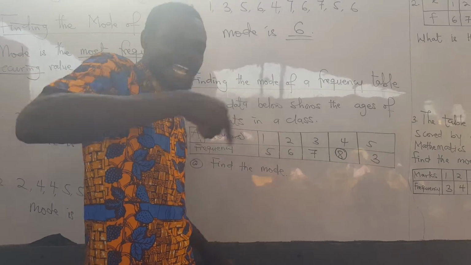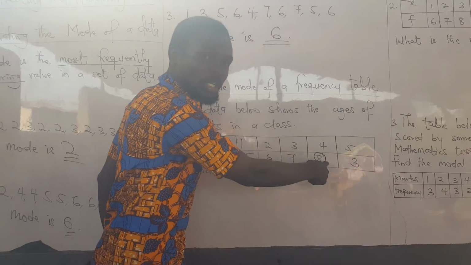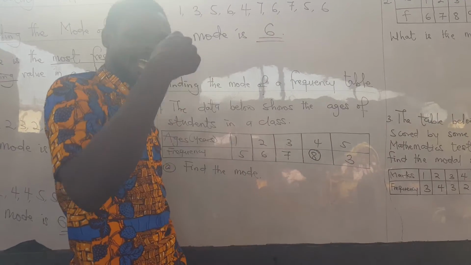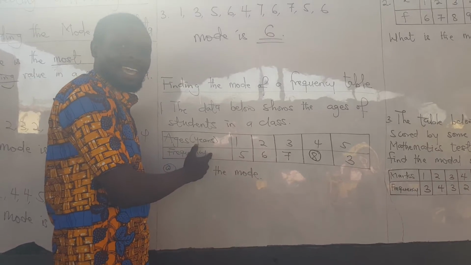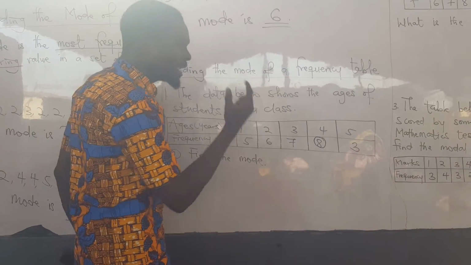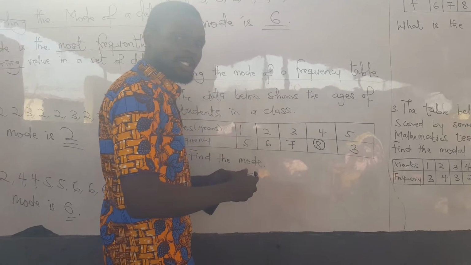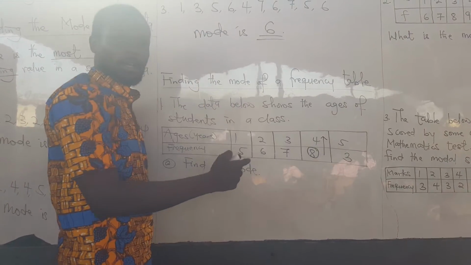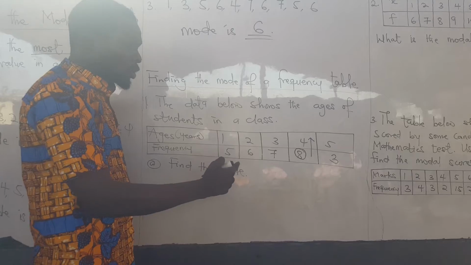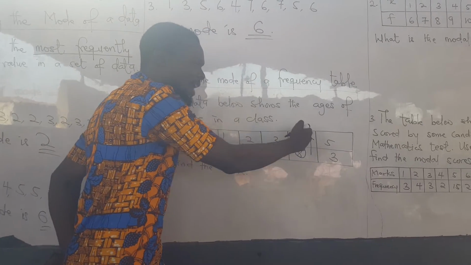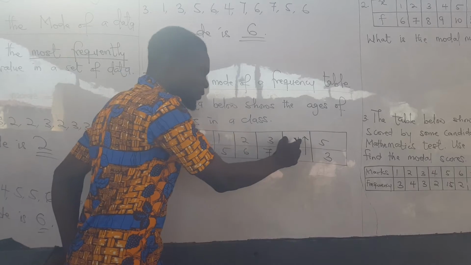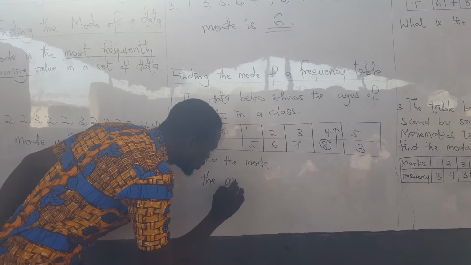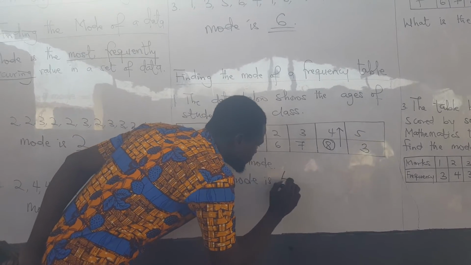The 8 is the highest value when it comes to the frequency. Now the 8 will not be our mode, because the frequency is the number of students. So you get the highest in the frequency table, then you link it to the value corresponding to the highest value of the frequency. When you link the 8, the value that links to the 8 is 4.